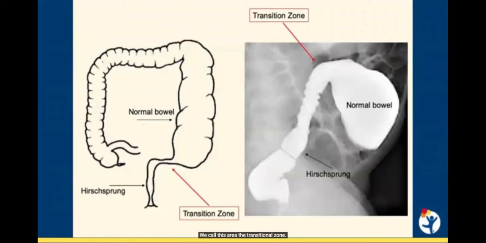We call this area the transitional zone. We can estimate the length of the segment with Hirschsprung disease and plan the type of operation. The contrast enema should be done when the patient does not have colitis. This condition allows demonstrating the transitional zone. The contrast enema is not useful if the patient is suffering colitis, even with subclinical colitis.